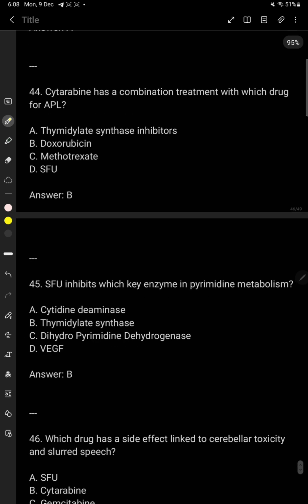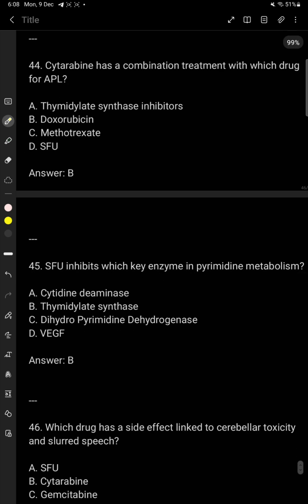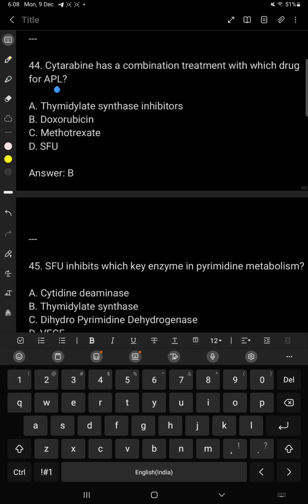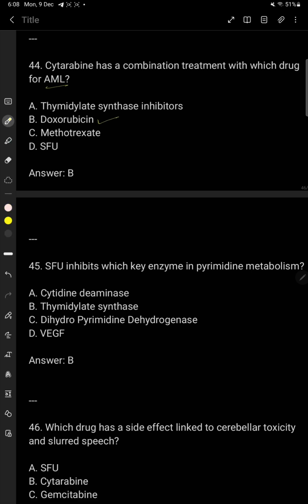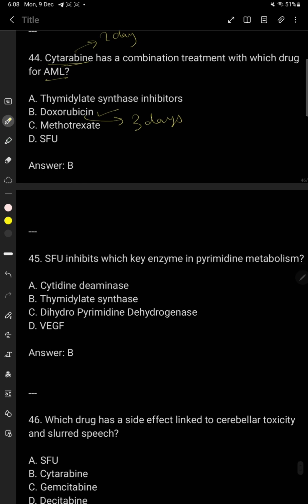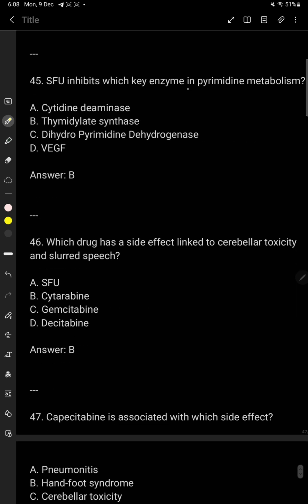Cytarabine has a combination treatment with which drug for AML? So for AML, cytarabine is used and also doxorubicin is used. So the regimen for AML is to use cytarabine for 7 days and then doxorubicin for 3 days. 5-FU inhibits which key enzyme in pyrimidine metabolism? So it will inhibit thymidylate synthase.